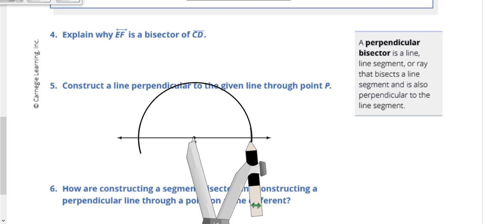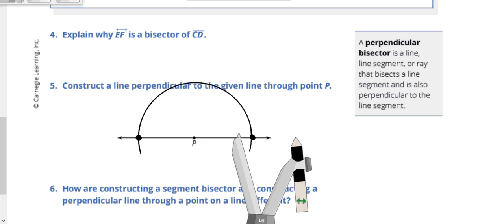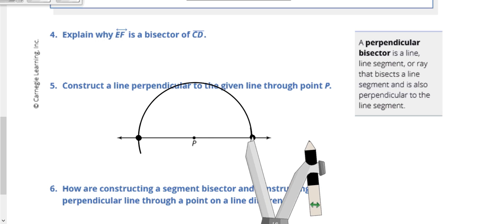Okay. Now that I have 2 points that are equal distance away, I'm going to put little dots on those points. Just makes it a little bit easier to put the pointy end on the dot. You don't really have to do that, but it does make it a little bit easier. And then I am going to move my compass so that my pointy end is at the intersection of that line and that dot.